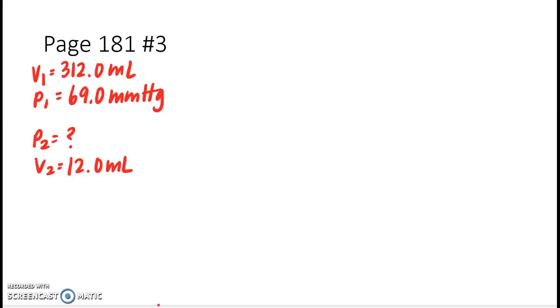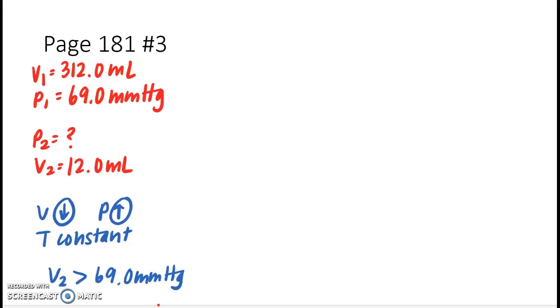Here's your known information, so let's make our prediction. Volume goes down, but temperature stays constant. So this will tell you that pressure is going to go up. We are moving at the same rate if we're the gas molecules, but the room just got smaller, so we're going to hit the walls more often. So you should predict that P2 is going to be greater than 69.0 millimeters of mercury.